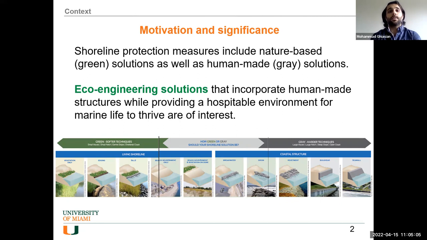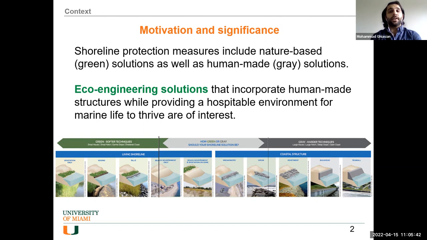On the other hand, there are also somewhat newer solutions, which existed before but are now being implemented more widely: nature-based, or green, solutions, which use a vegetation cover to protect the shorelines against flooding and wave impacts. That could include coral reef structures, mangrove structures, or marshes. However, both nature-based solutions and gray infrastructures have pros and cons.